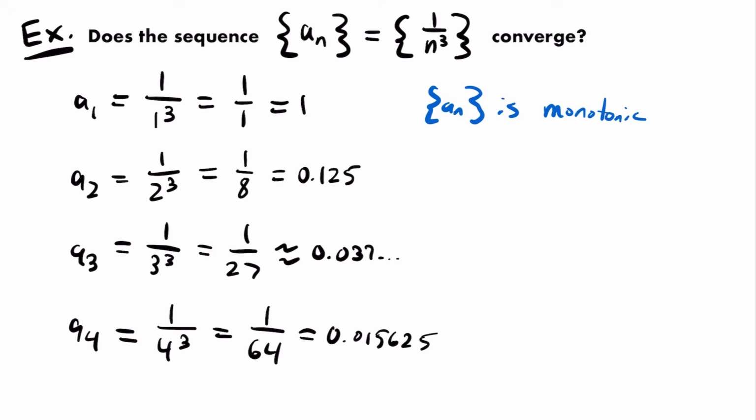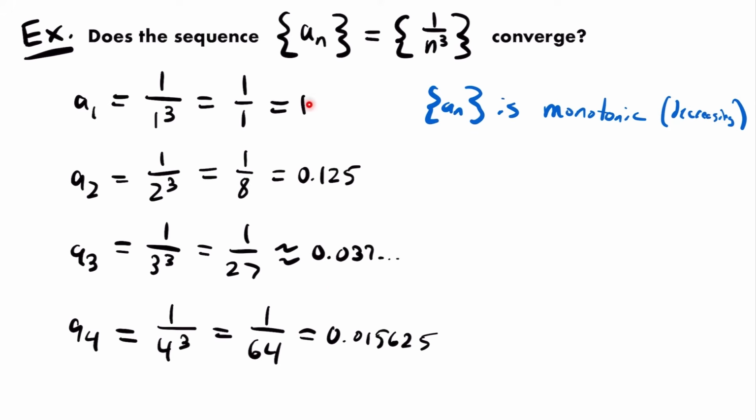Specifically, we showed that it was decreasing. All right, so that's one half of the problem. In order to determine if this sequence converges, it first needs to be monotonic, and we found that that was true, so that's good. But it doesn't converge until we also show that it is bounded.